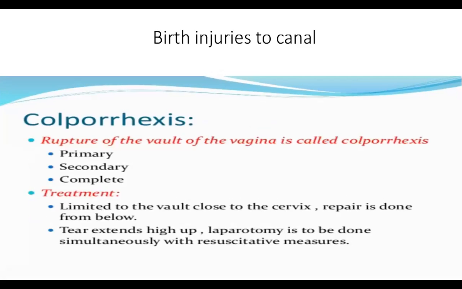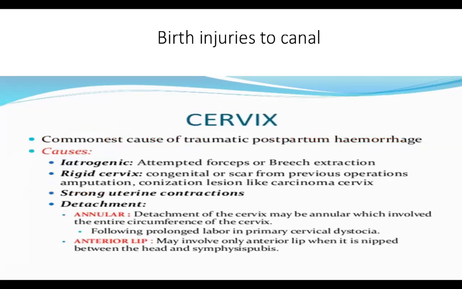Then colporrhexis, that is the rupture of the wall of the vagina, is called colporrhexis. It may be primary, secondary, or complete variety. And for treatment, if it is limited to the wall close to the cervix, repair is done from below, and if the tear extends high up, laparotomy is to be done simultaneously with resuscitation measures. So in that situation, you can repair the injury from above downwards, or from below upwards. Anyway, you can think about it.